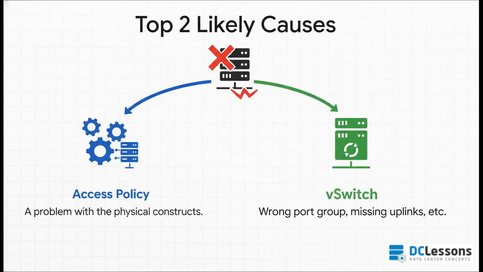The issue almost always comes down to one of two places. First, it could be a misconfiguration in the access policies, the physical model we've just been mapping out. Maybe the EPG isn't associated with the right domain, or the AAEP isn't linked correctly. Or second, if it's a VM, the problem could be on the vSwitch itself. The VM is in the wrong port group, or it has a misconfigured uplink.